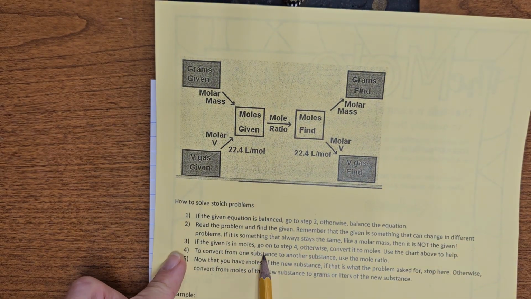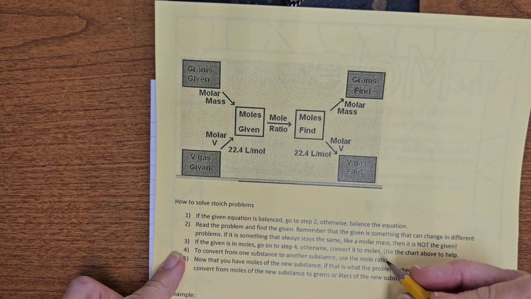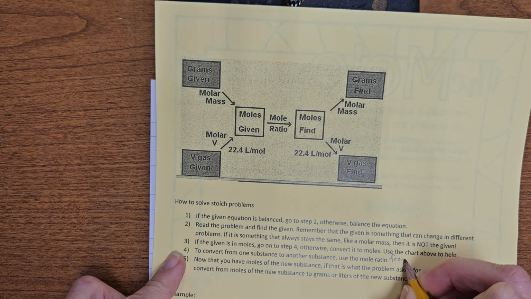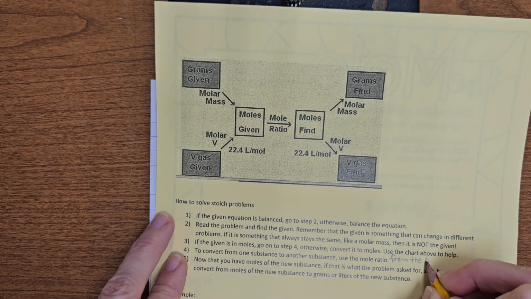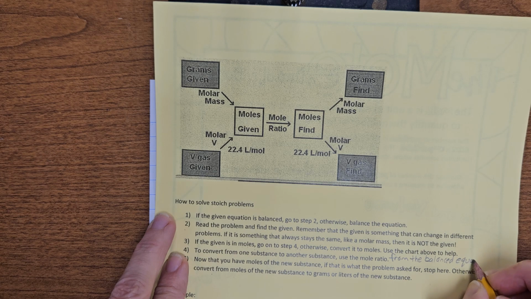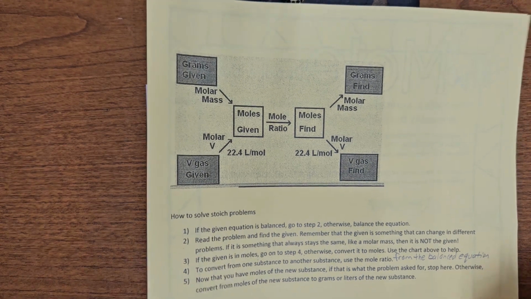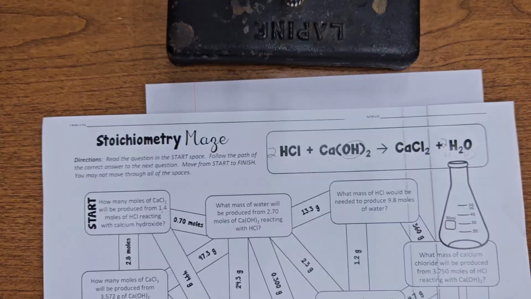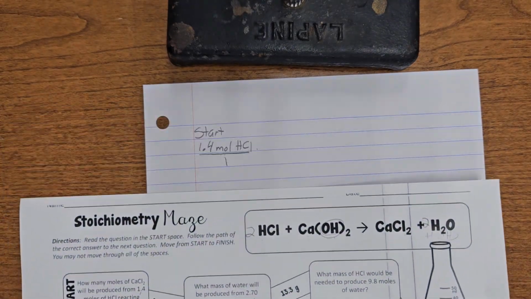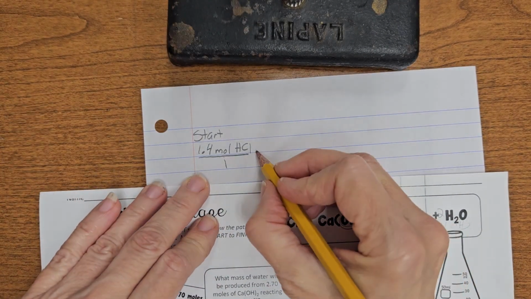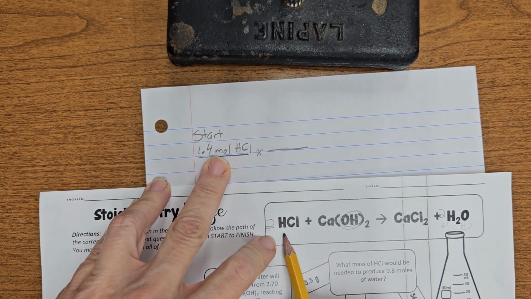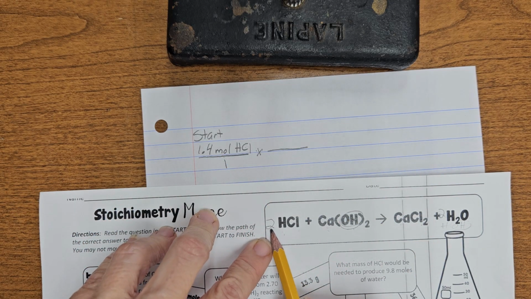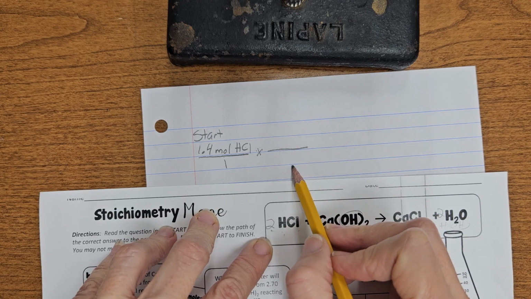To convert from one substance to another substance, use the mole ratio. Please add this if it's not already on there. The mole ratio comes from the balanced equation. So we are going to look at our balanced equation. And in the balanced equation, we're looking at moles of hydrochloric acid, hydrogen chloride, and we have 2. Is that going to go on the top or the bottom?